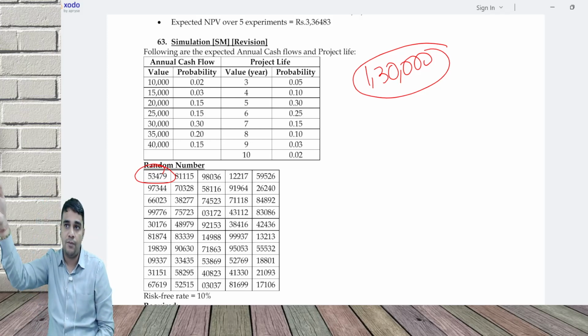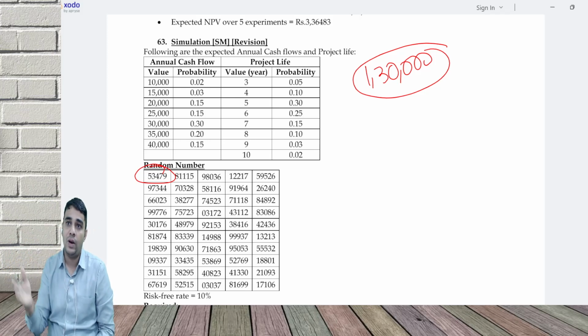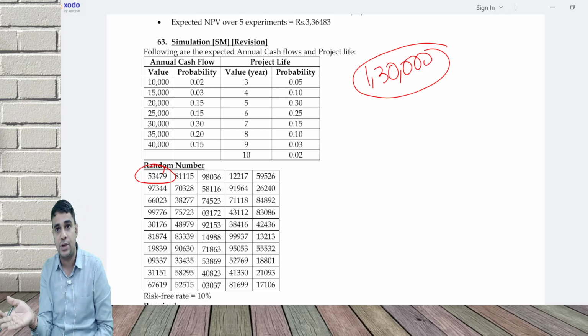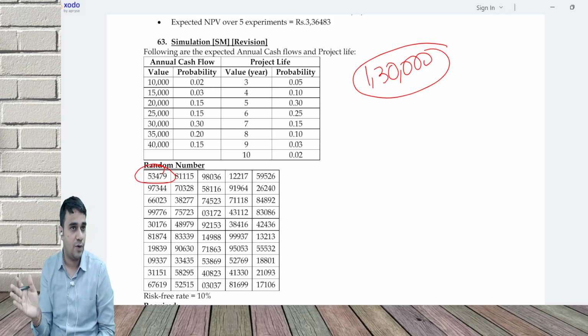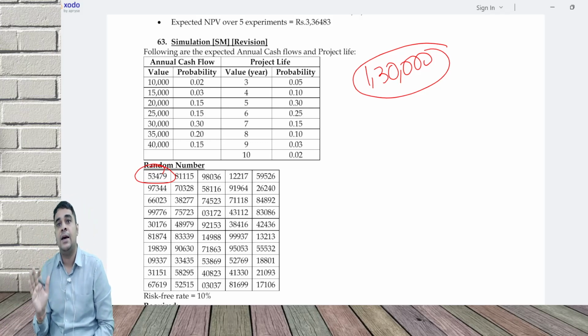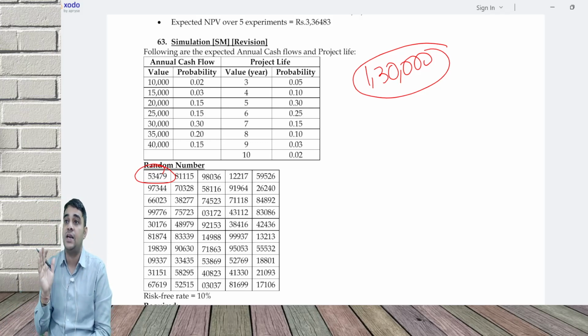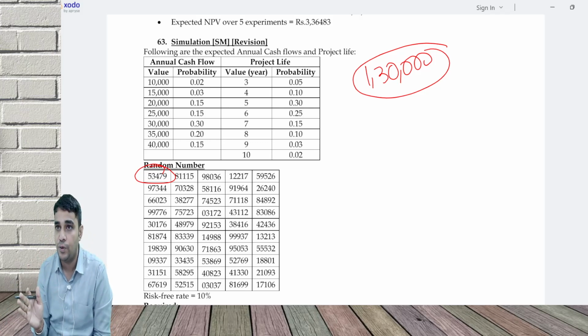You can pick like this. You can go column wise. You can go row wise. You can go left to right, right to left. You can pick the middle two digit. You can pick the last two digit. You can pick the first two digit. That's your wish, because it's a random experiment. You cannot give a logic saying how do you have to proceed.